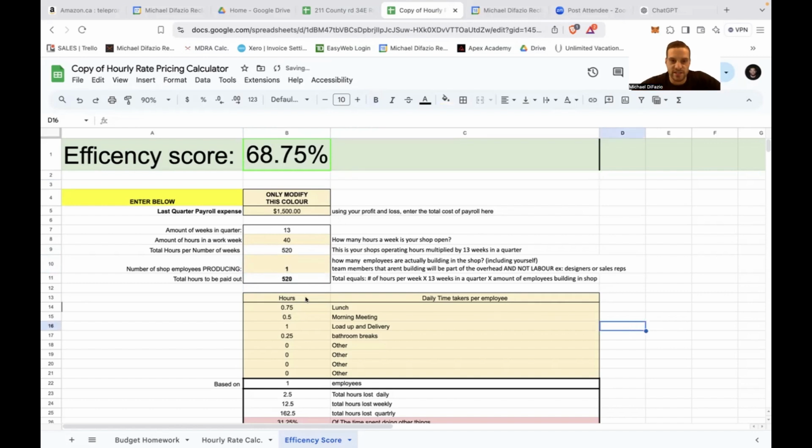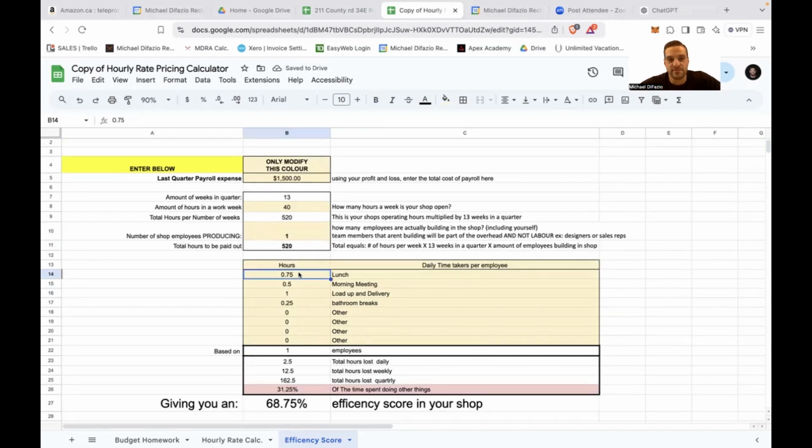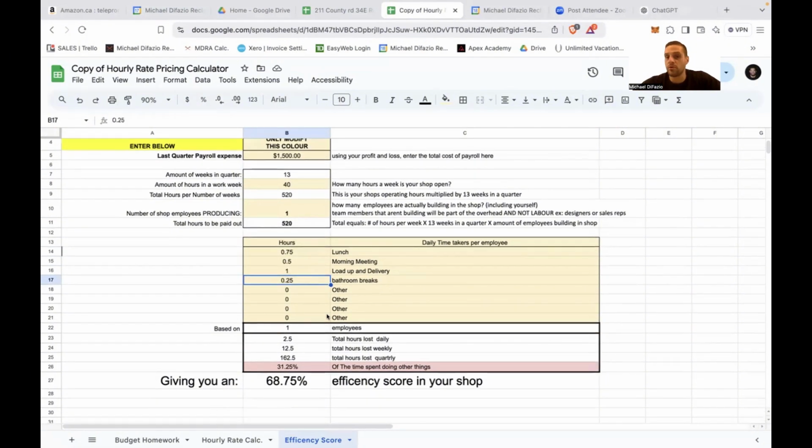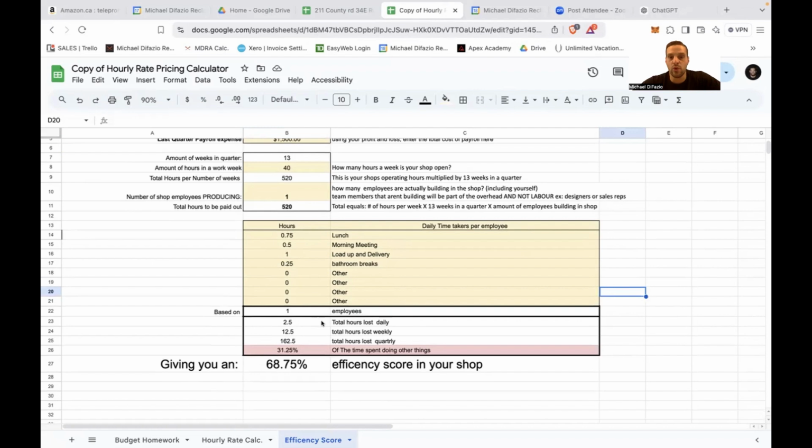This is where it gets very interesting. So if we have a 45-minute lunch, that's 0.75. If we have a half-hour morning meeting, which I very much think you should be doing, if you're spending 1 hour unloading and loading up trucks with materials and things like that, write it in here. If you're taking a 25-minute bathroom break every day, which is normal, it means that you are losing 2.5 hours daily, 12.5 hours weekly, and 162.5 hours a quarter. This is craziness. This adds up very quickly.